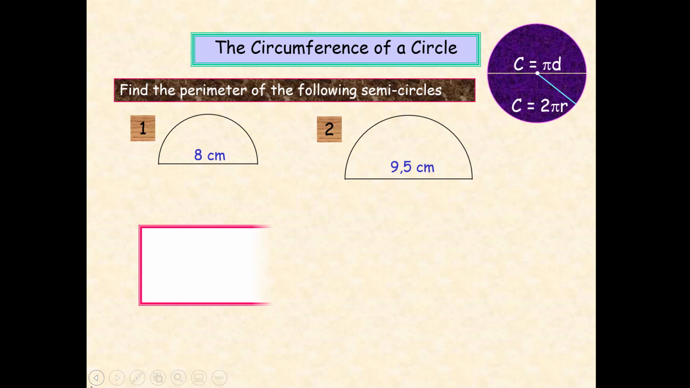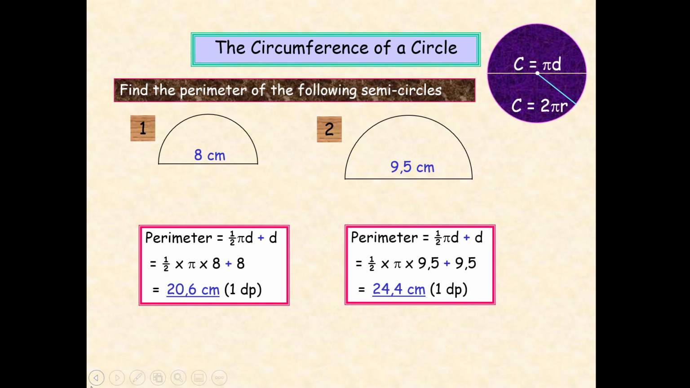So in the first one, let's calculate the perimeter of half a circle. That will be pi times d, but half of that. And then we add the diameter. If we use substitution, it's half times pi times 8, and then we add the 8. And that is 20,6 centimeters. Now you try number 2. Perfect. So the answer is 24,4 centimeters.